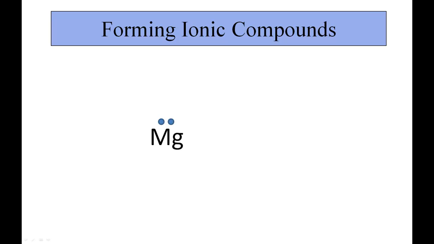Let's go through an example. Magnesium, an alkaline earth metal, is in group 2 on your periodic table, so it would have 2 valence electrons. I've shown that here with 2 dots. Oxygen is in group 16 on your periodic table, which means it has 6 valence electrons and has 6 dots.